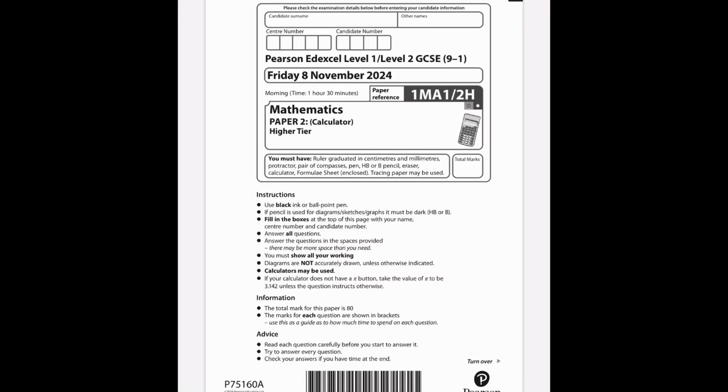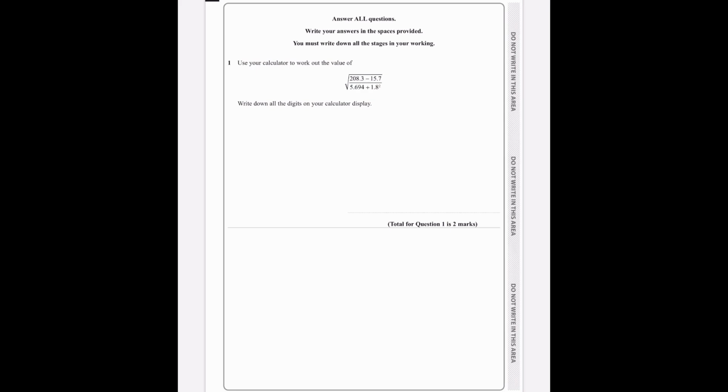Welcome to the November 2024 Edexcel Paper 2, the first of the two calculator papers of the GCSE.